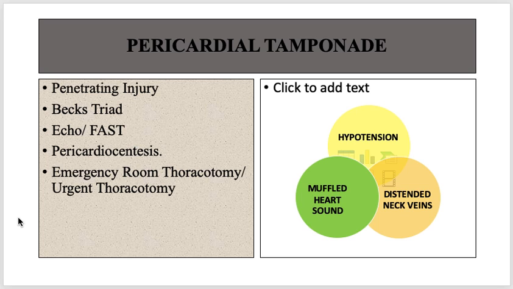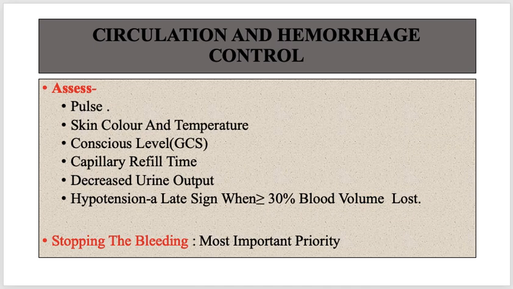Okay, so this thing is important. Then comes the circulation, C, after A, B. So in circulation, of course, once you have maintained the airway and checked the bleeding, you will go and check the circulation.